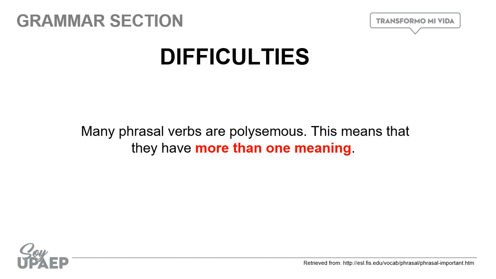Another difficulty is that many phrasal verbs are polysemous. This means that they have more than one meaning. So that's why it's so important that you understand the context in which the phrasal verb is being used.